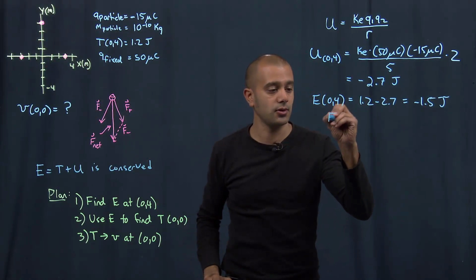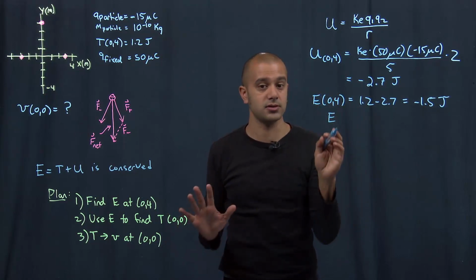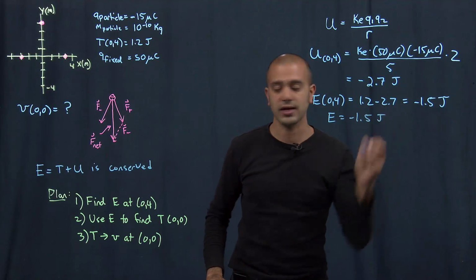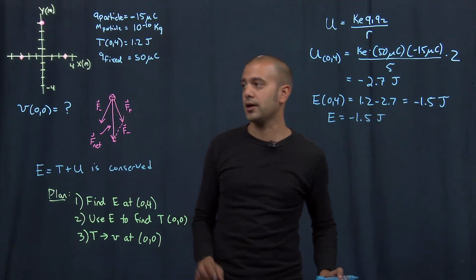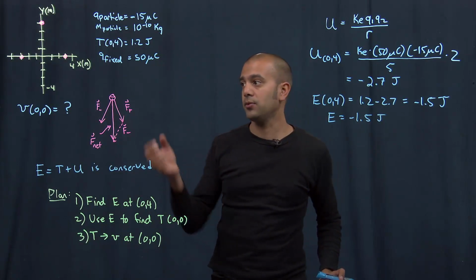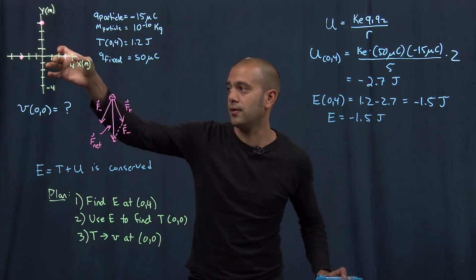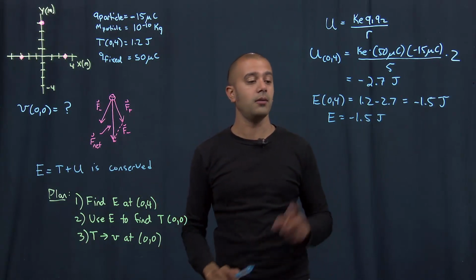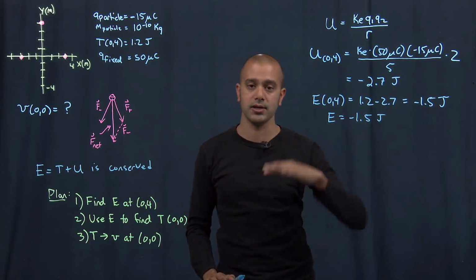So we can just say that the total energy at any given time, we don't need to specify that it's at 0, 4, because that doesn't change, is minus 1.5 joules. Now, the second step is to use this value to find the kinetic energy once it's reached the origin. So what's changed at that point? At that point, we're going to have a different distance between that particle and the two fixed charges, so its potential energy will change. And therefore, because its total energy is the same, its kinetic has to change.